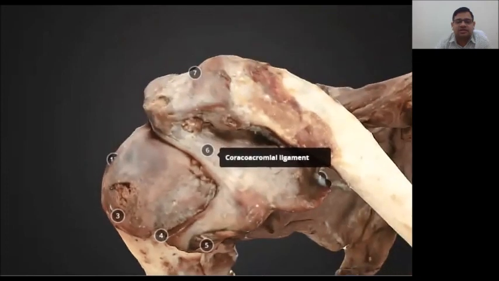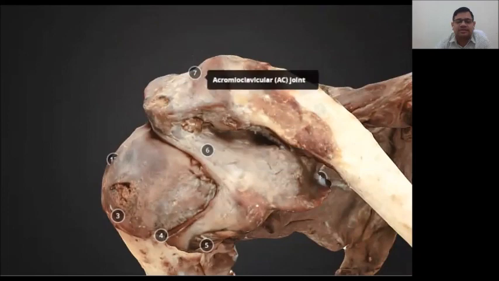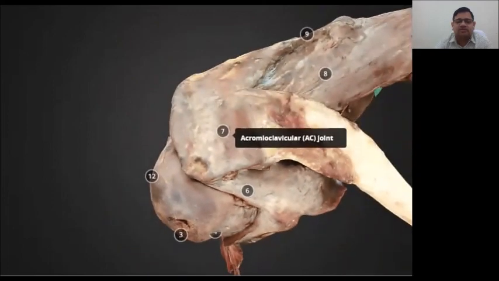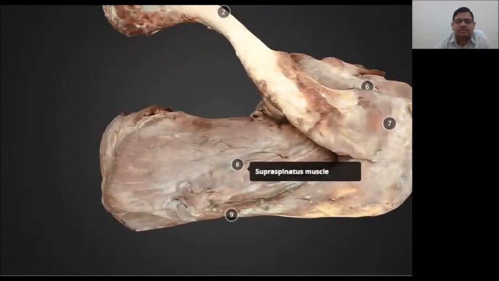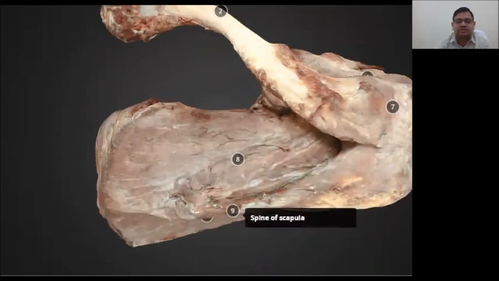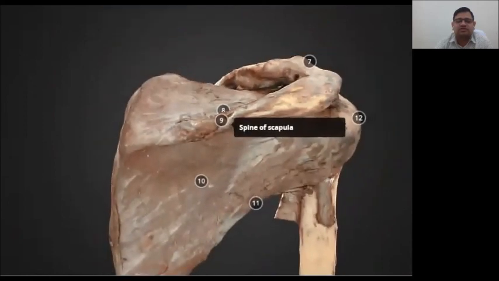Now this is the ligament between the coracoid and acromial process known as the coracoacromial ligament. Now this is the acromioclavicular joint, AC joint. Here you can see the supraspinatus muscle, which is present in the supraspinous fossa, which is going to form one of the parts of the rotator cuff. Here you can see the spine of scapula. Two typical muscles are going to get attached on it, the clavicle and trapezius.